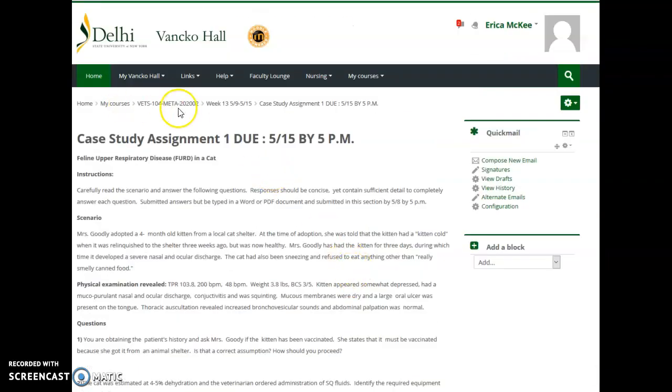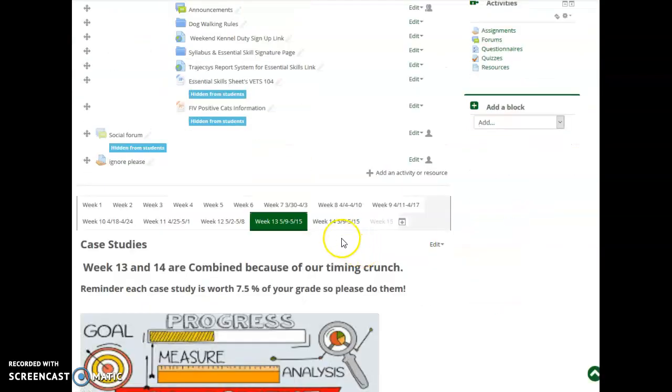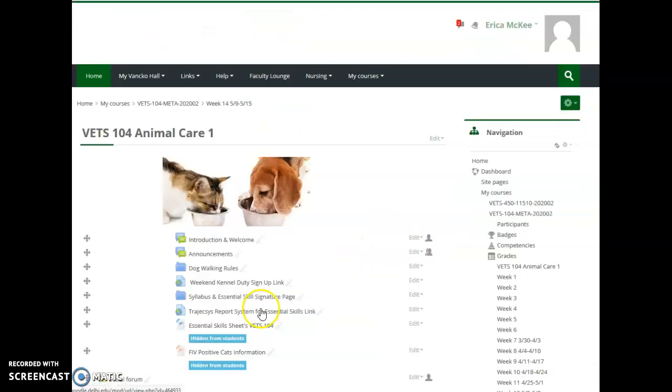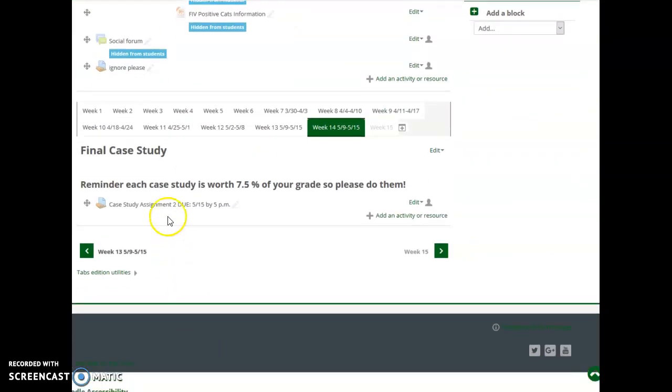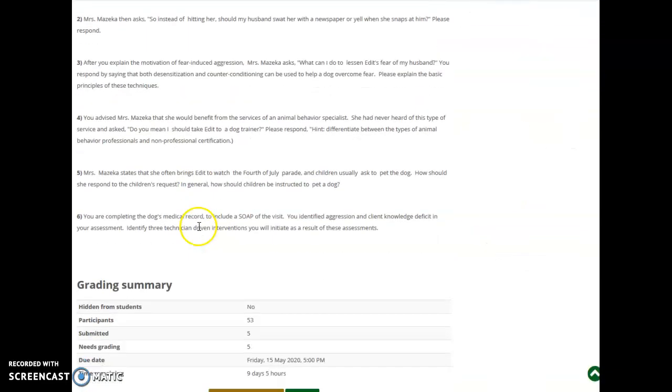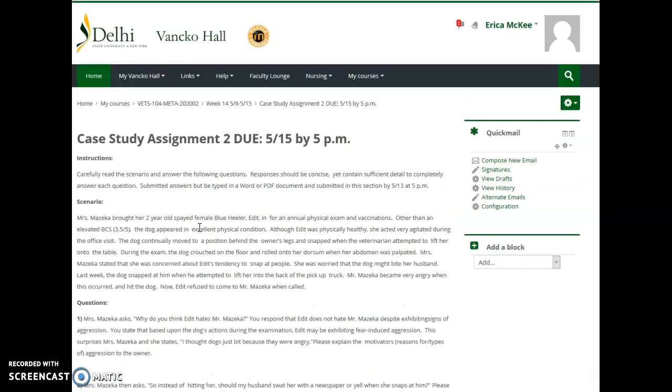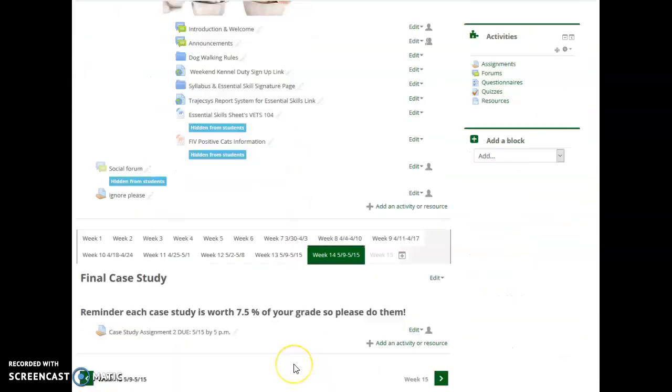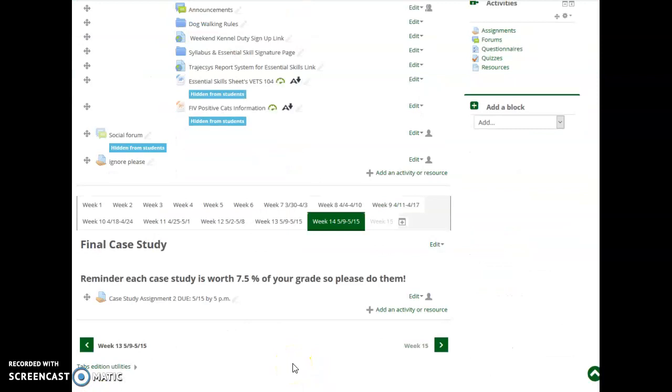Same thing with case study number 2. Same idea. Just reading the scenario and answering the questions. Okay, there's 6 questions there. So please just make sure you do those because they are a decent chunk of your grade, and I don't want that to affect your grade negatively. So please, please, please just attempt them, do them.